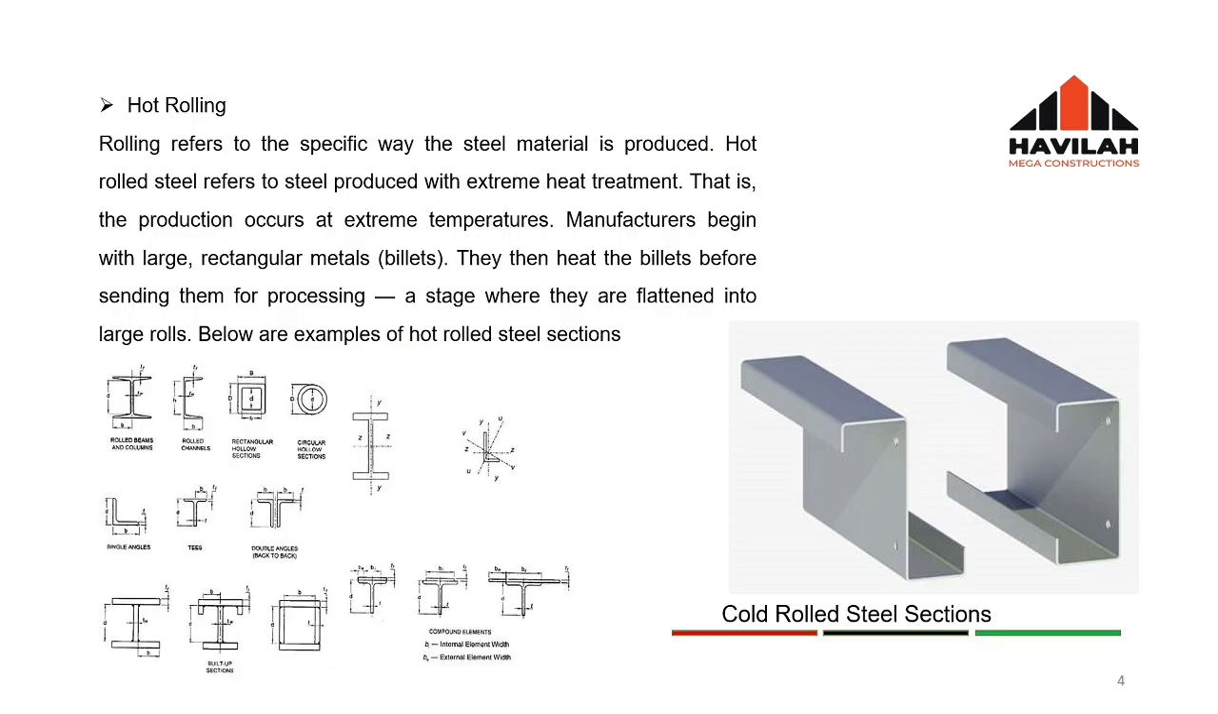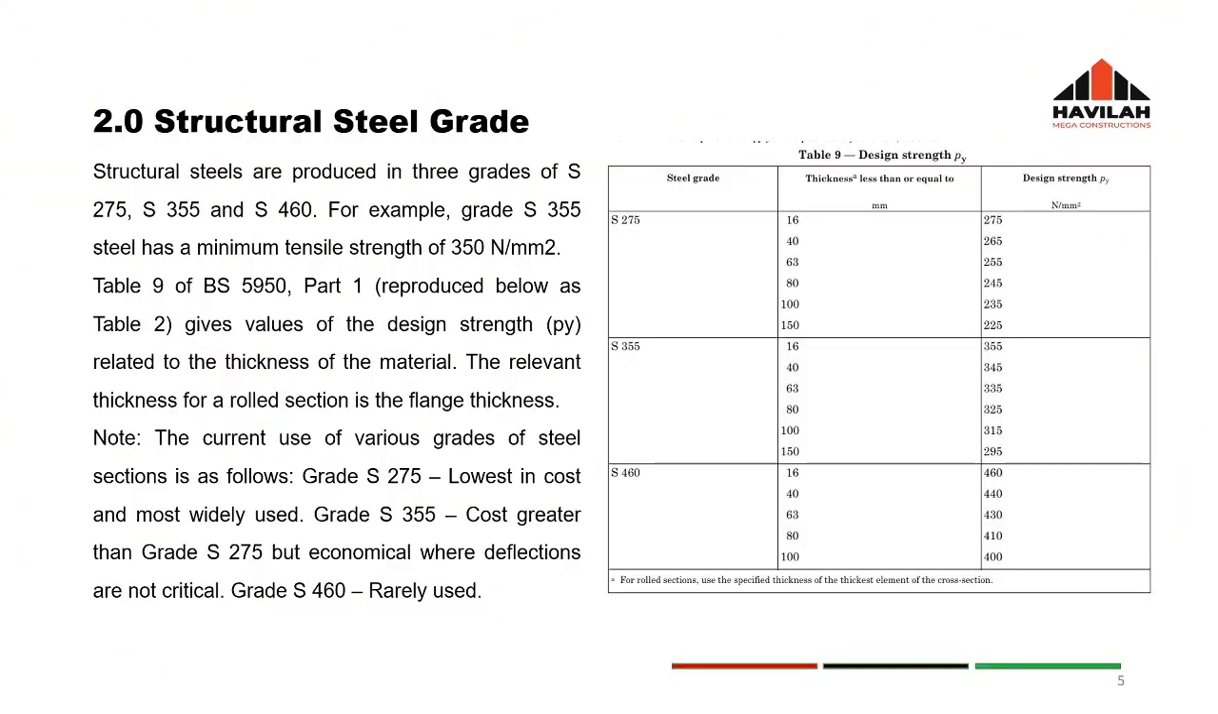Examples of steel members that are produced by such means are the H sections. You see the rolled beams and column sections, the channels, the rolled channels, the rectangular hollow sections too, circular hollow sections also, the single angles, the double angles, the T's, and compound elements. So these are elements that are produced by means of hot rolling. All right, so you just have to note that.